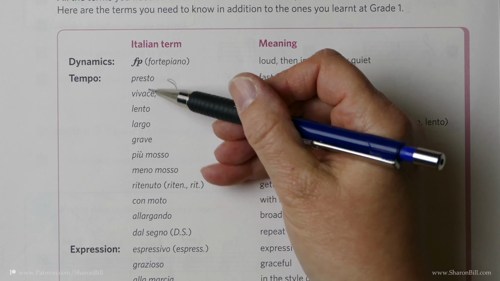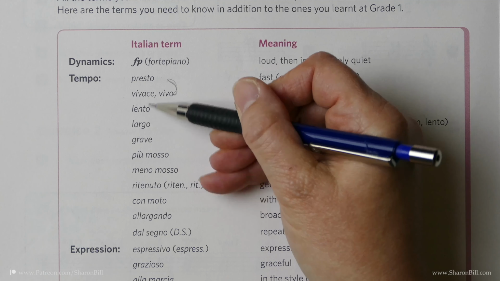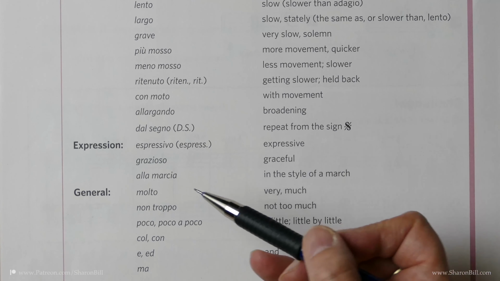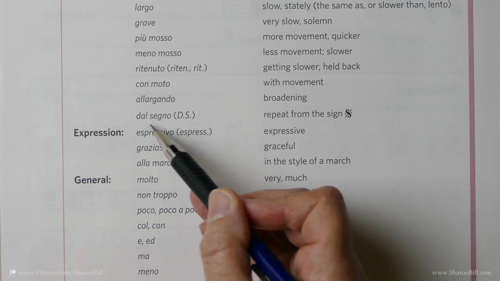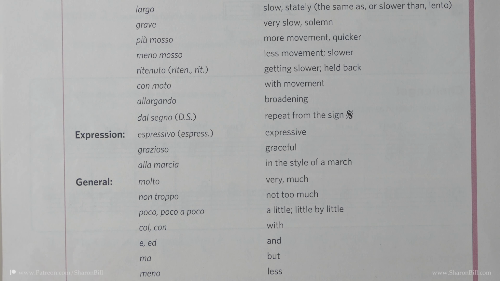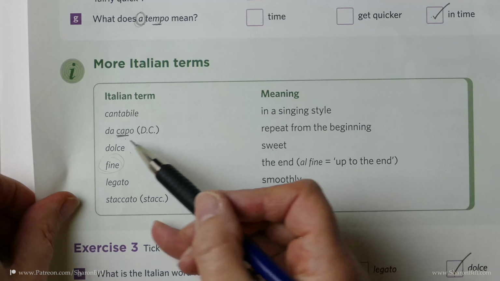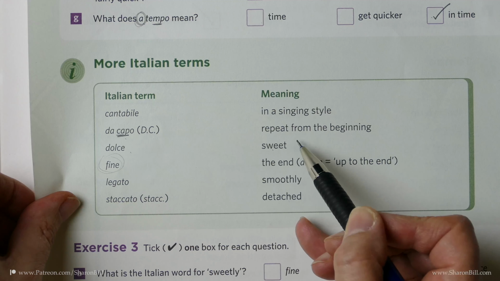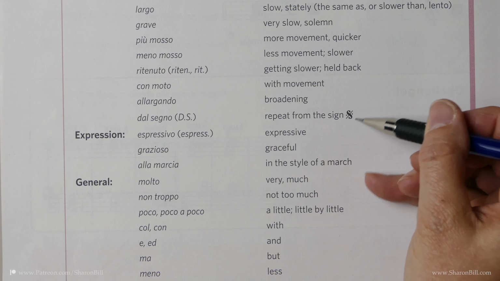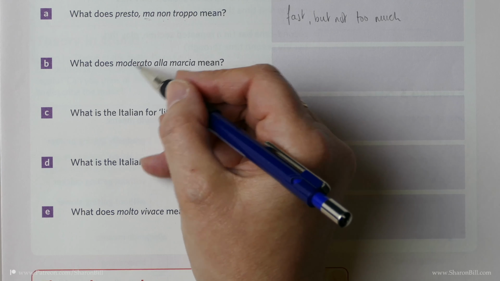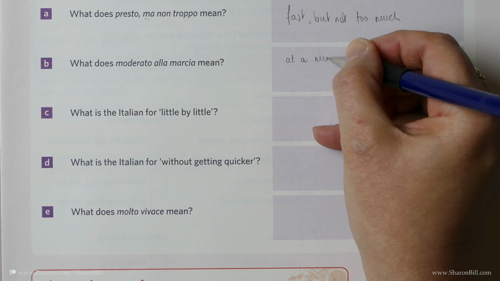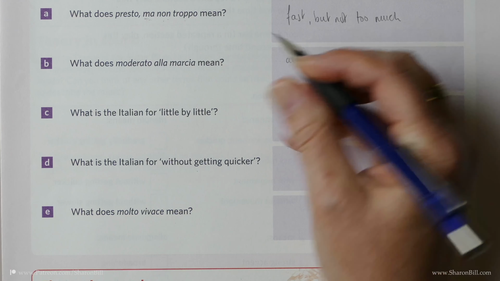And there are terms which are about speed, and then we have general terms, and we have repeat signs. So for example here, dal segno, which is repeat from the sign, you may want to group that with the Grade 1 da capo. So da capo, go back to the beginning, repeat from the beginning, whereas dal segno is repeat from the sign, this sign here. So moderato, well, that's a tempo direction, and it's easy to see that it's at a moderate tempo. Moderate, moderato. It's not too far a stretch.